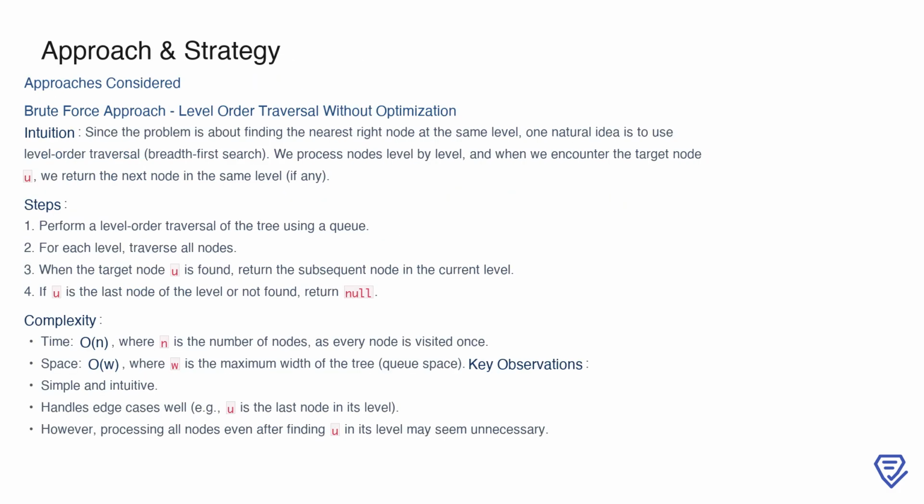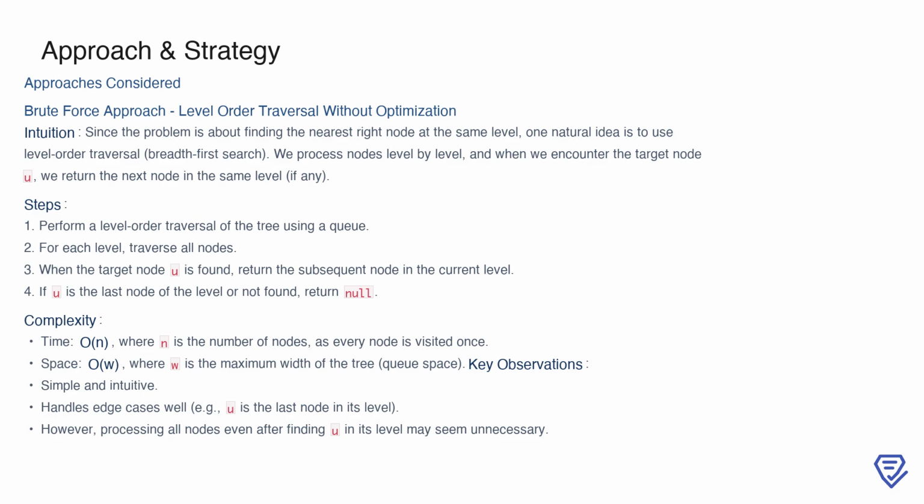To solve the problem of finding the nearest right node in a binary tree, we first consider a brute force approach using level order traversal, or breadth-first search. The intuition here is straightforward. Since we are looking for the nearest right node at the same level, we process the tree level by level. As we traverse each level, we check if we encounter the target node u. If we do, we simply return the next node in the queue that belongs to the same level.